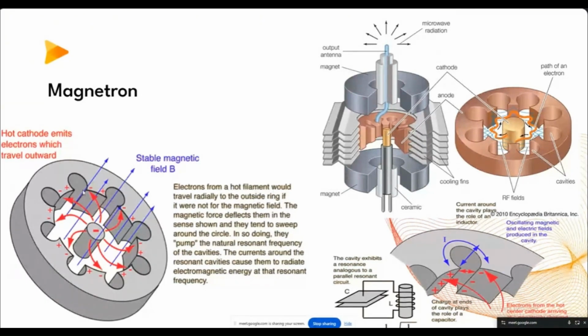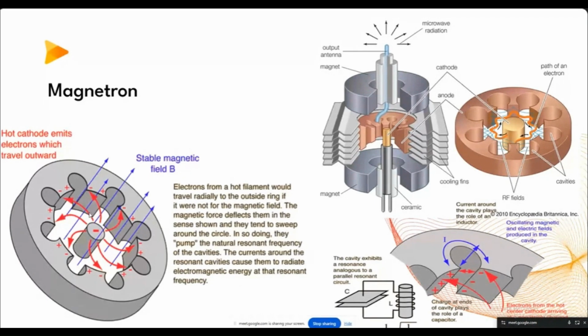And during that movement, this outer part acts as an inductor. So this part acts as an inductor, and here you have a capacitor. When you have a sufficient number of electrons, this is a kind of coupling of LC oscillators.